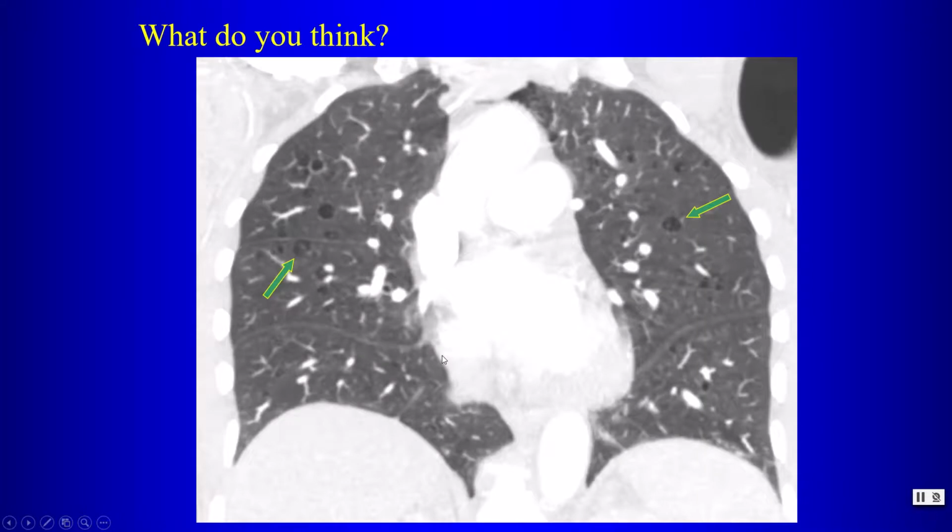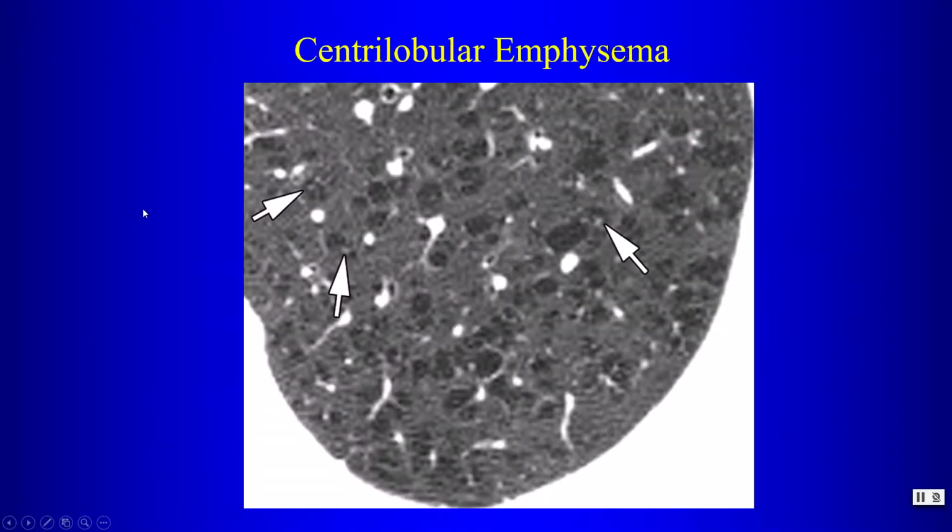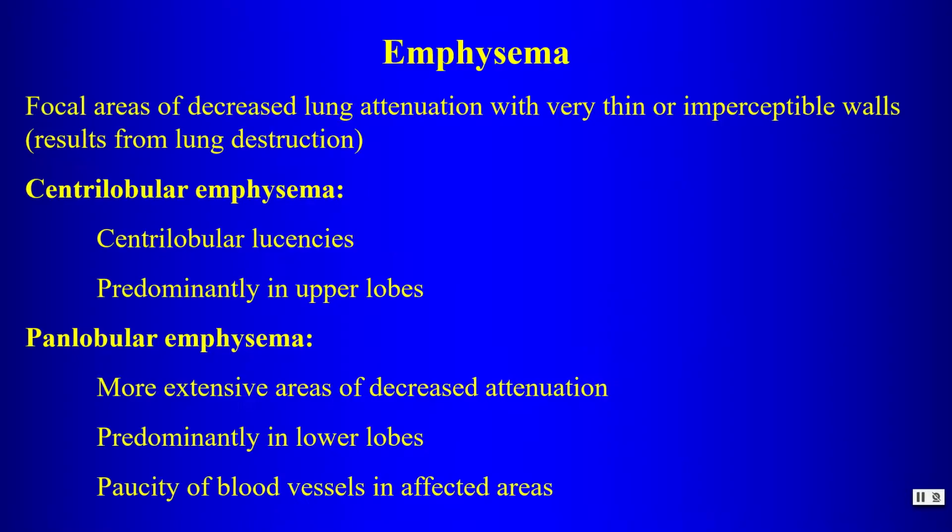So I hope all of you can recognize this at this point. We have these centrilobular lucencies here. Here there is a preserved centrilobular artery. So this is the appearance of centrilobular emphysema. So we have centrilobular lucencies, imperceptible walls, and a preserved centrilobular artery in some of these areas of lucency.